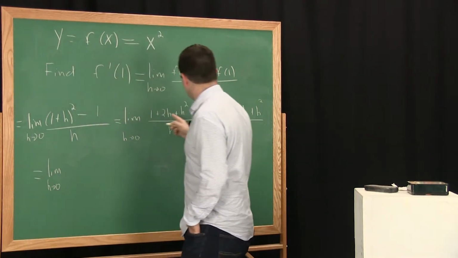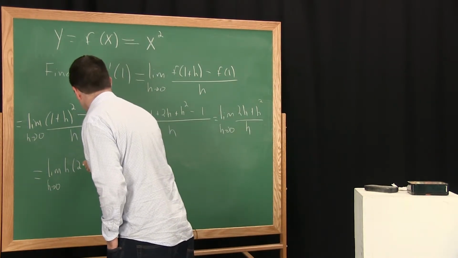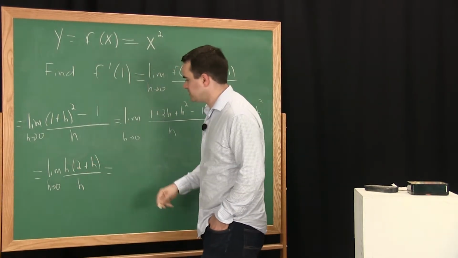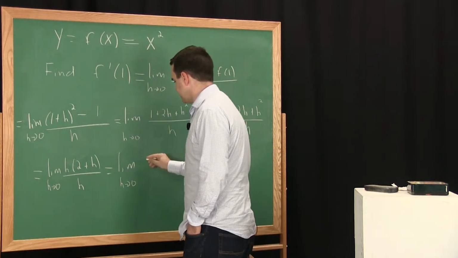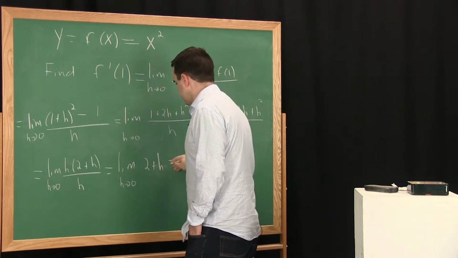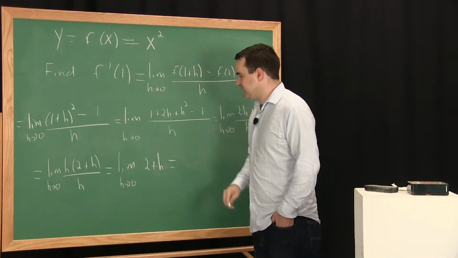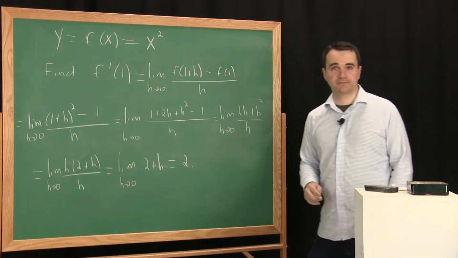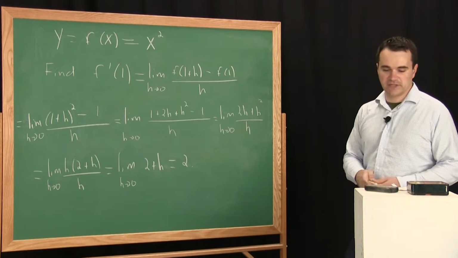And that's why we wanted these 1s to cancel. So I factor out the h. So I get h times 2 plus h divided by h. You can cancel those out. You get the limit as h goes to 0 of 2 plus h. And substituting in now h equals 0, you still get 2. So that's nice that they gave us the same answer.